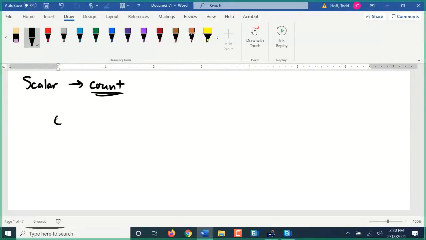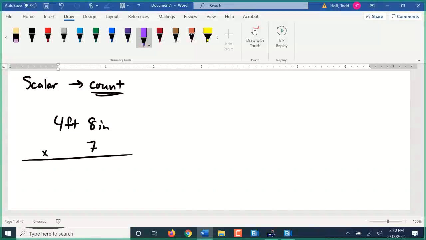So if we have 4 feet 8 inches times 7, this is saying I have pieces that are 4 feet 8 inches long. I need 7 of them. What's the total length that I need? Now, some would try to change this all into inches, multiply it out, then convert it back. You're adding a lot of extra steps, and every step is a chance for a mistake. Also, you're working with really huge numbers. We can do this without a calculator by working with it just the way it is.